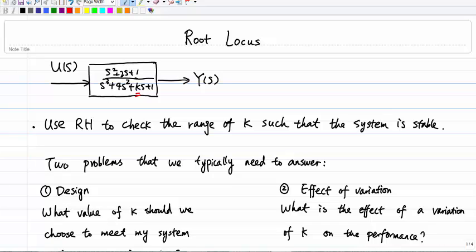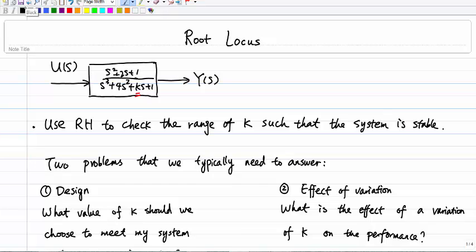Okay, in this lecture, I'm going to talk about root locus. So in the previous video, I talked about how we use the Routh-Hurwitz criterion to check the stability of a control system. In particular, if I give a control system which includes an unknown or undetermined variable, we can also use the Routh-Hurwitz criterion to check the range of this unknown variable such that the system is stable. So let's give an example.